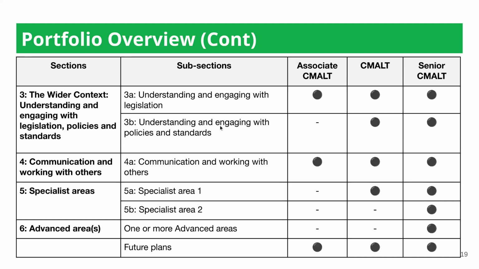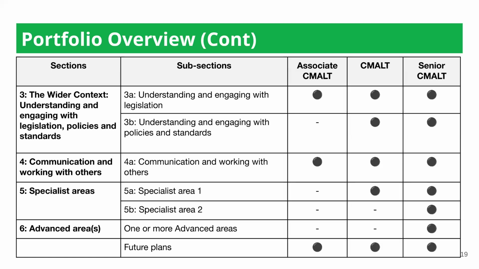Section 3 is the wider context, understanding and engaging with legislation, policies and standards. Again, everyone completes 3A, which is understanding and engaging with the legislation. And then just CMALT and Senior CMALT need to complete 3B, which is engaging with policies and standards. And then section 4 is across the board for all pathways. 4A is communication and working with others.